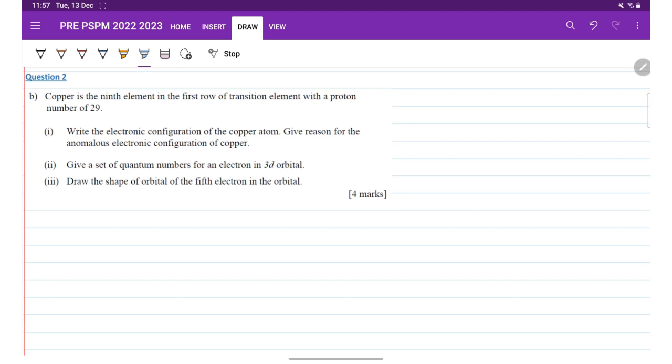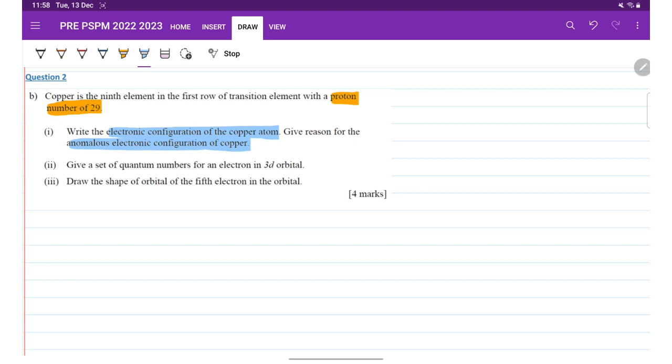Now, moving on to question 2B. Question 2B, copper is the 9th element in the first row of transition element with a proton number. So I highlight here, proton number of 29. So for the first question, it says write the electronic configuration of copper and give the reason for the anomalous electronic configuration of copper.